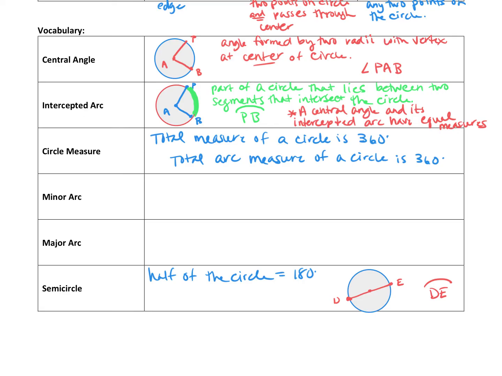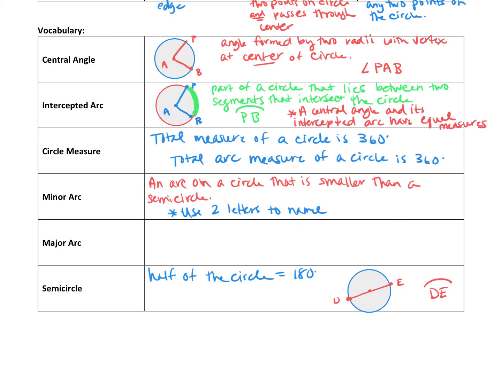I could say this arc right here, or I could say that arc right there. All right, so a minor arc is an arc on a circle that is smaller than a semicircle. Remember, a semicircle is 180 degrees, so a minor arc will be less than 180 degrees. We do need to take note that we use two letters to name a minor arc.